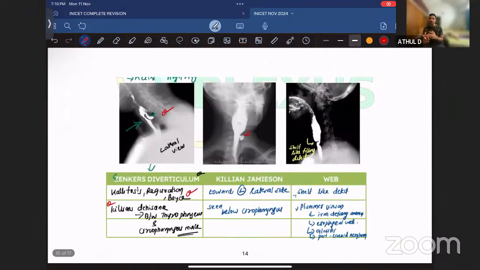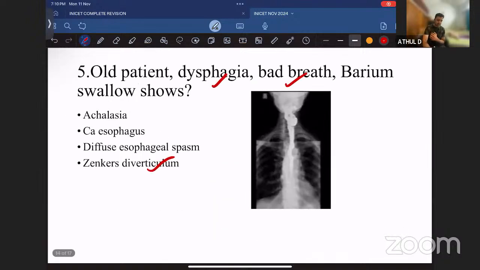Actually, Zenker's is one topic that we keep on repeating in every session. Okay, Zenker's versus Killian-Jamieson and like that. We will always keep on repeating. So here in this image, you can see a diverticulum that is projecting posteriorly. So the answer for this is Zenker's diverticulum.